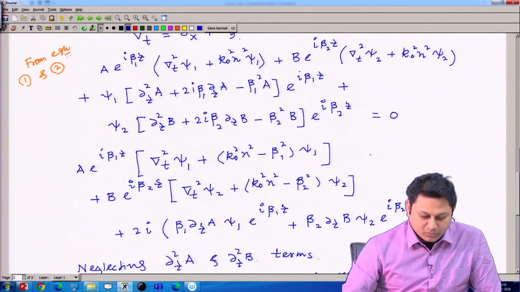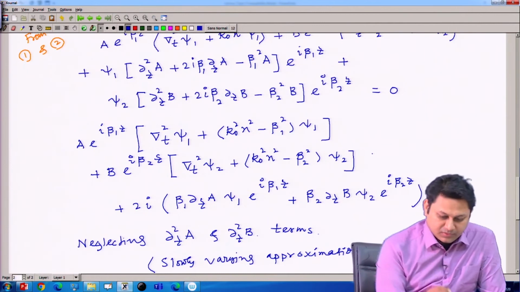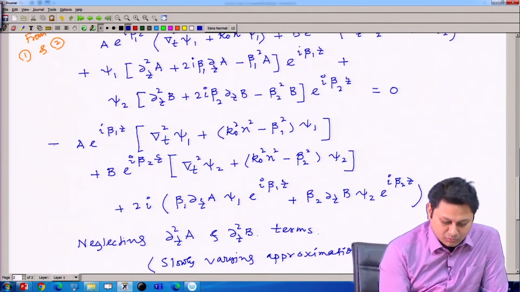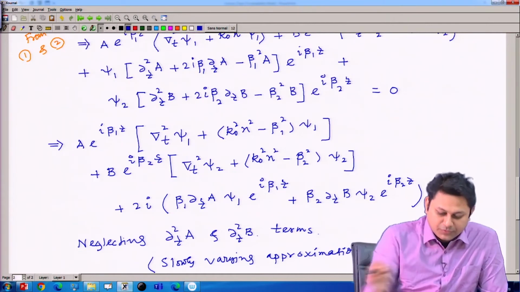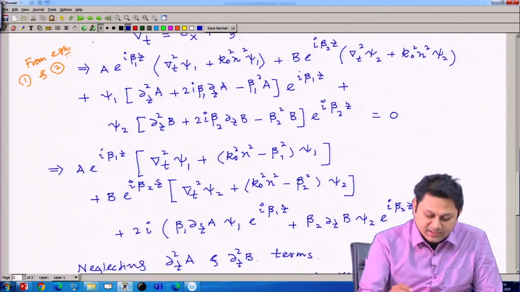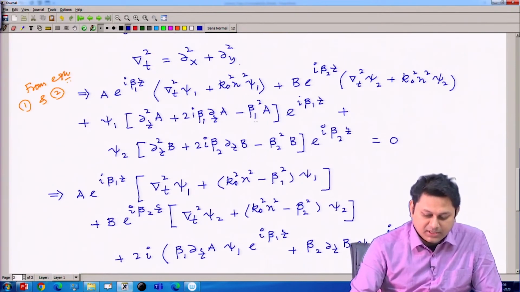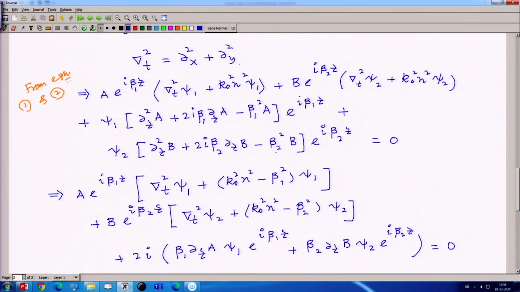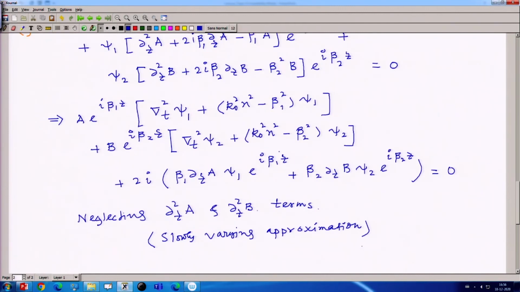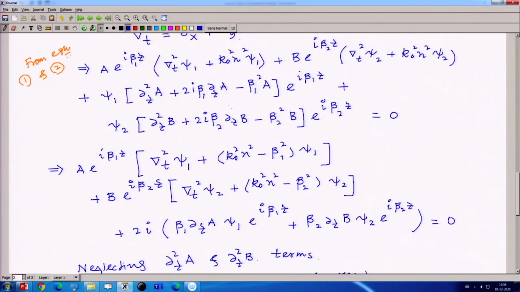So, let us quickly understand what we have done here in this step. So, this is step 1 and this is step 2. So, from here I have step 2. In step 2 what happened is that I just take this beta 1 square a term and beta 2 square b term to this equation, this part and this part. So, that I can have a term like this one and this one, and the rest of the things are straightforward.